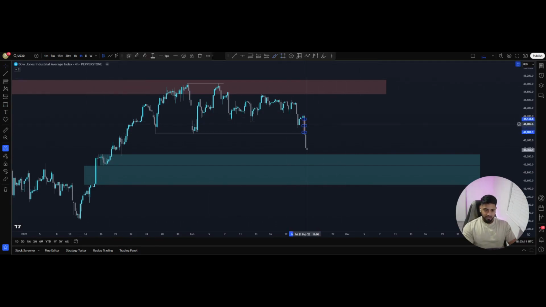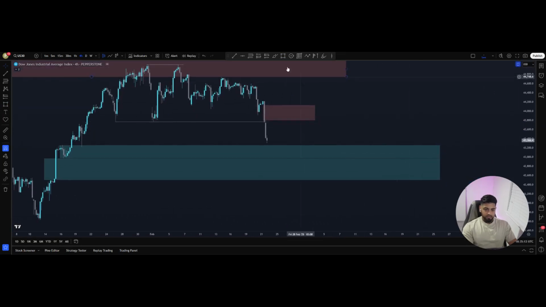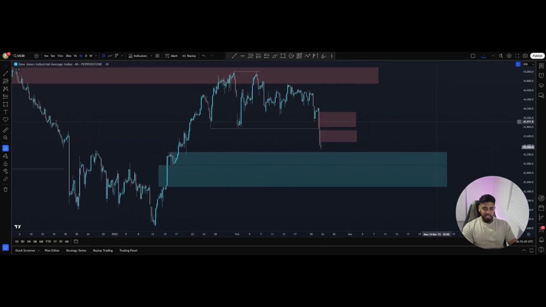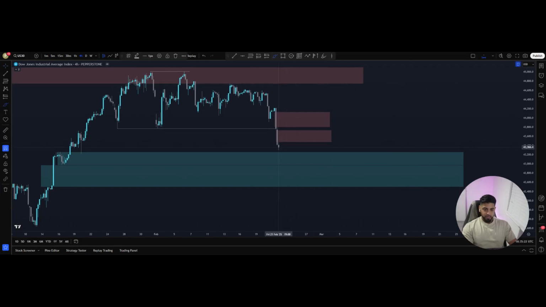So if we identify this as our 4-hourly fair value gap, and just below it we've also got this 4-hourly fair value gap as well, then what can potentially happen, if I just reiterate, is we can push down into this weekly fair value gap. Price can then react from there, push higher, come up, tap into this fair value gap, and then drop lower from there. That would still be in line with this 4-hourly structure where we've put in a lower low, lower high, lower low.